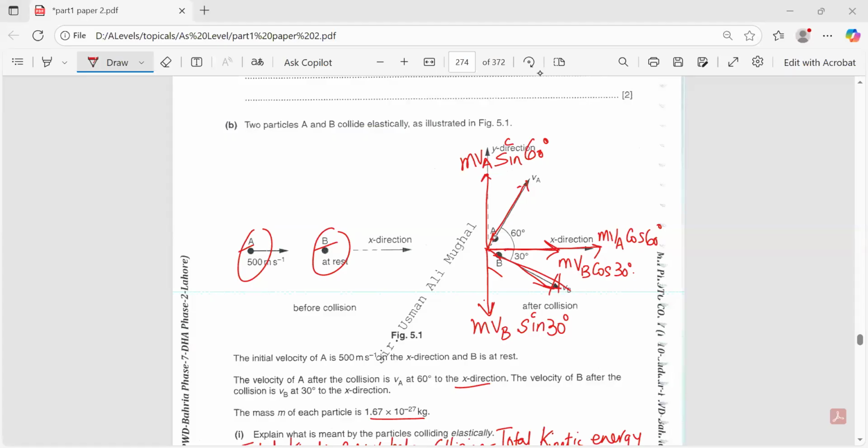Yes, we have subtracted because the direction is opposite. Vertically, this one has an upward momentum and this one has a downward momentum. Yes, in the marking scheme it says to add, but that is incorrectly written. You can also estimate on your own from here that it can't be added. You cannot add these two, they are going to be subtracted.